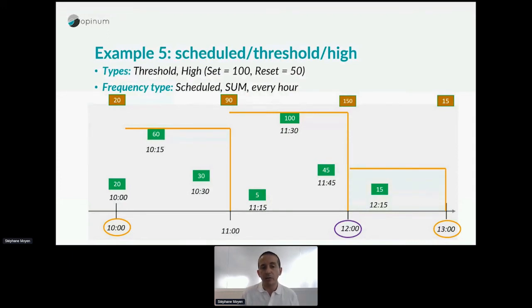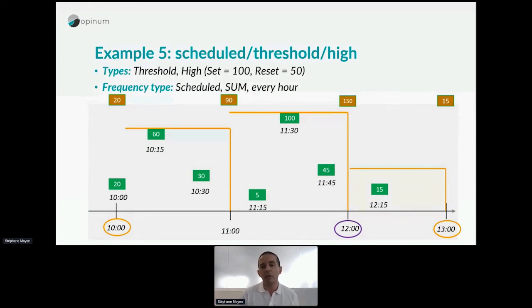The next hour, the aggregated value is 90, so it's not crossing any set or reset thresholds, so the alarm state is not changed. When I go to the next hour, at noon, we can see that the aggregated value is 150, so it's above the set value. In this case, the state of the alarm changes to present. And the hour after, we go back below the reset value, so the state is going to be not present again.